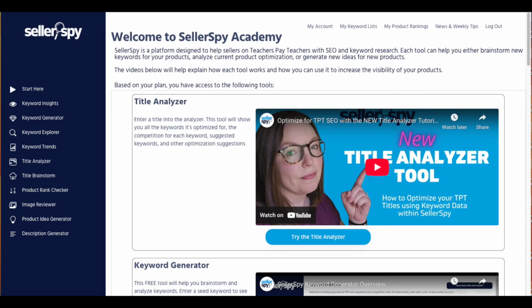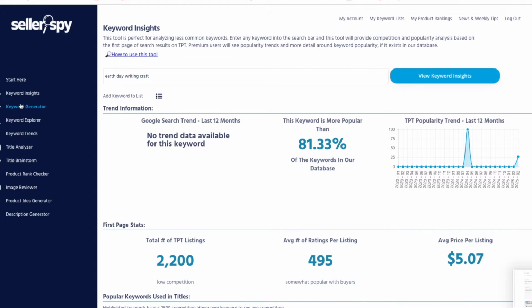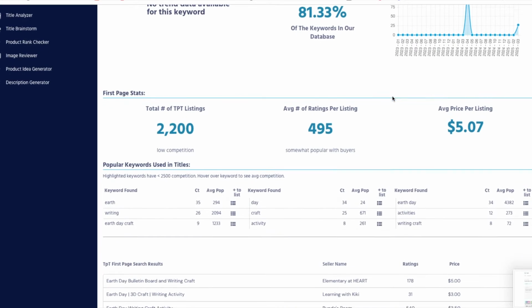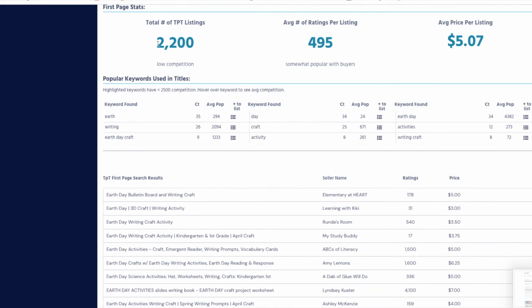This is one of my few premium memberships that I have, and to me, the price is worth it. Colleen shows things very similar here, but she adds more details. I am right now in the keyword insights, which is this one with the eye. And I typed in Earth Day Writing Crafts, and this is what came up. And this is what I like about this: Colleen has provided you just a little bit of extra insights.